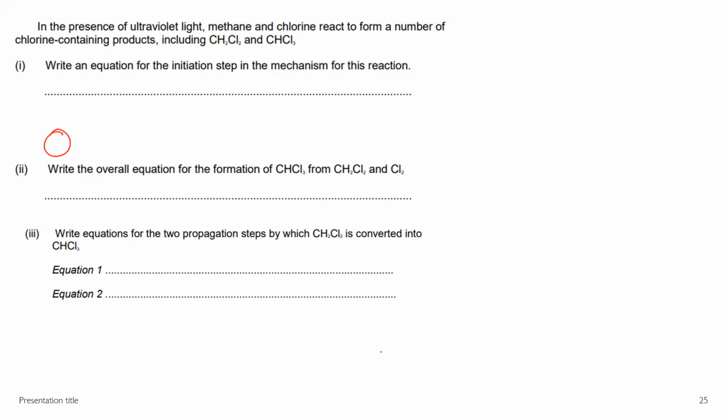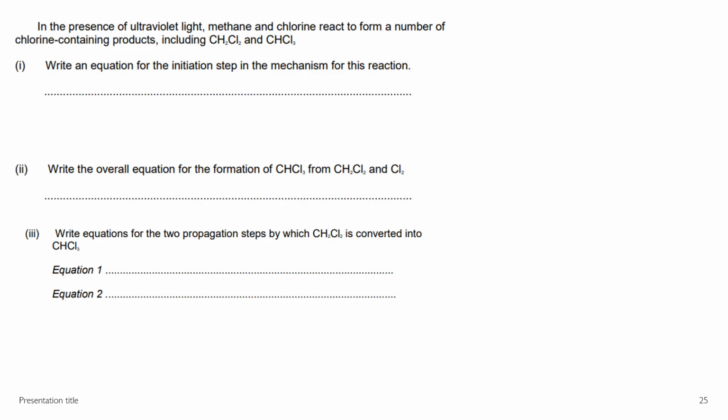So what they are saying, in the presence of ultraviolet light, methane and chlorine react to form a number of chlorine-containing products, including this and this. Write the equation for the initiation step in the mechanism for this reaction. So basically, we have dichloromethane and trichloromethane. So we need to show their formation.